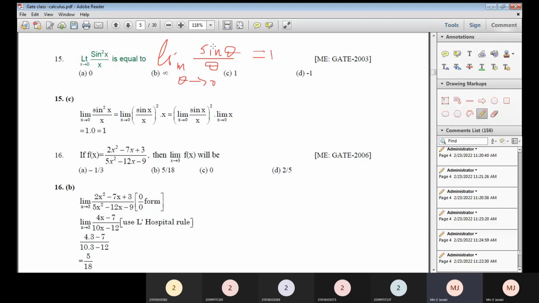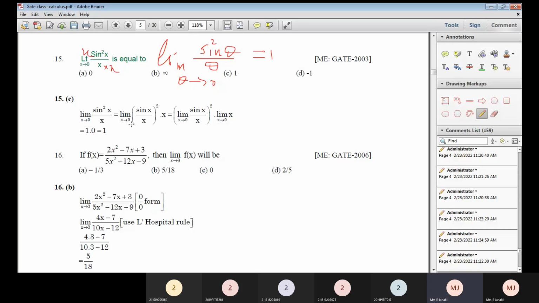But here the numerator is a square term, sine square. So anyway, you have to make the denominator also square. But here the denominator is only x. The numerator is sine square x, the denominator term is only x. So what we have to do? Multiply and divide by x. When I am multiplying x, you will get x into x, x square. In the numerator also, you have to multiply by x. So what will you get?